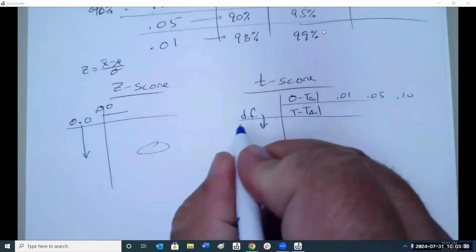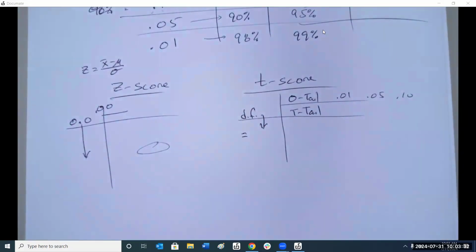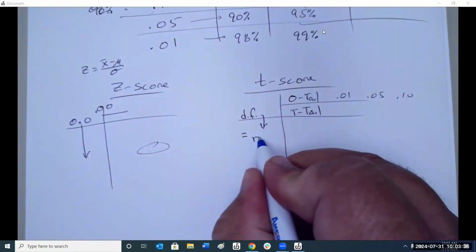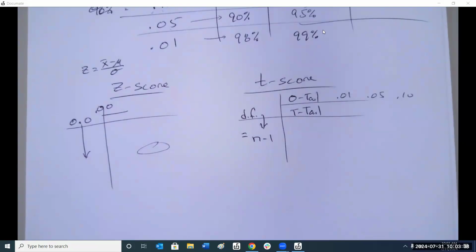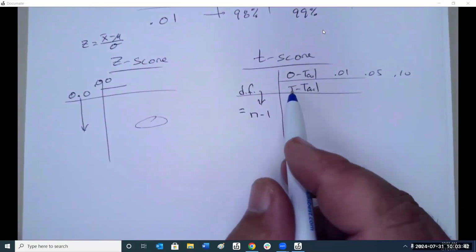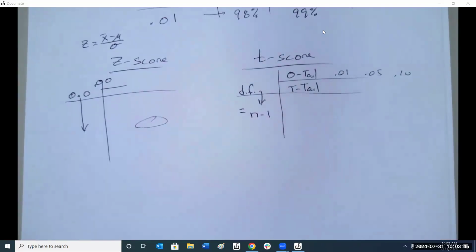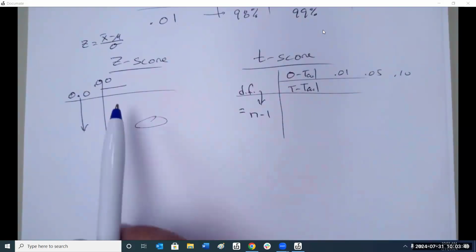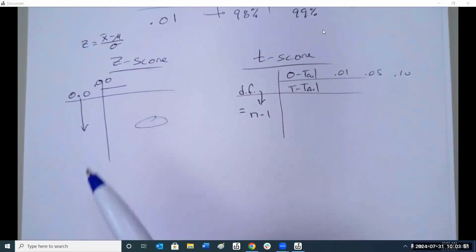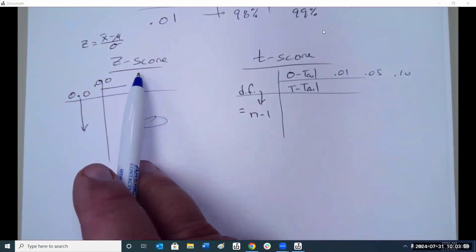Remember the formula for degrees of freedom? N minus 1. Because it's important when we use the Z versus the T. We use the Z table if we know the population, either the variance or deviation, or the mean. If we know anything about the population, we use this one.